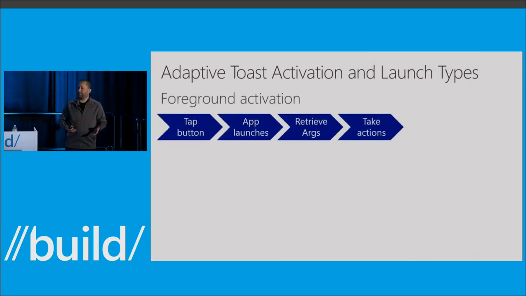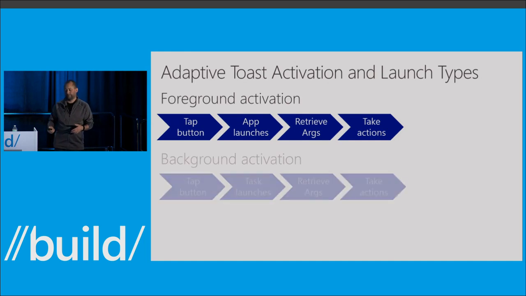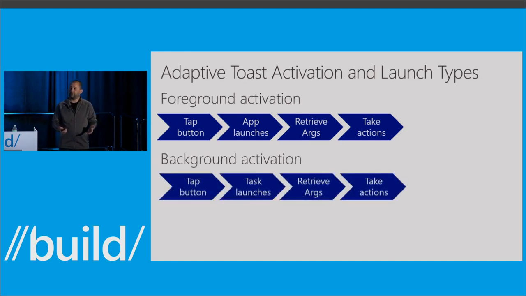So the launch types. All of those things, those buttons that you saw, let you do a different launch type for your application. And the most obvious one is a foreground activation. Just like you've always been able to tap on the toast itself to launch the app, now you can tap on the button to launch the app. So in the foreground activation case, you tap a button, the app launches, you retrieve the arguments that we pass into you, and then you do whatever makes sense to your app. This is the simplest, most straightforward thing that we had from before, only now it works from buttons as well.